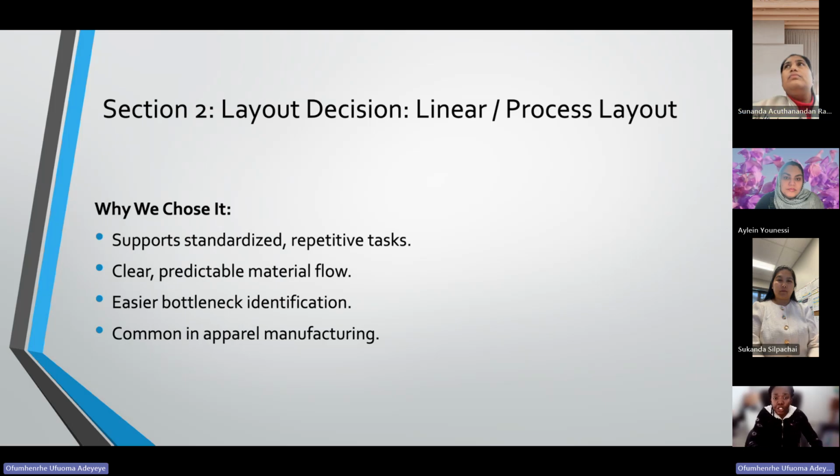The layout decision was the linear process layout we chose. We chose it because it supports standardized tasks and provides clear, predictable material flow. This made it easier to identify where work in progress was accumulating and where slowdowns were occurring.